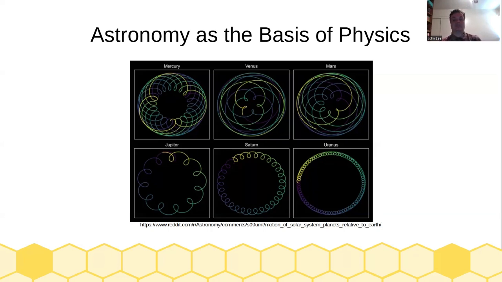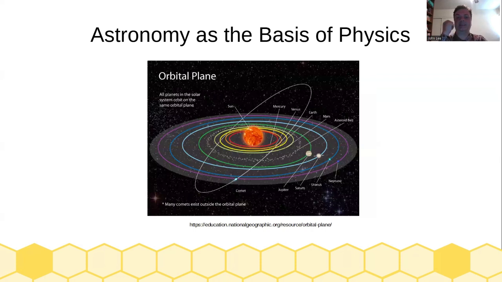So this was a theory, and it's not as far-fetched or as backwards as it seems, but we eventually came up with the ideal, or Copernicus came up with the ideal, that instead of orbiting the Earth, the planets orbit the sun.